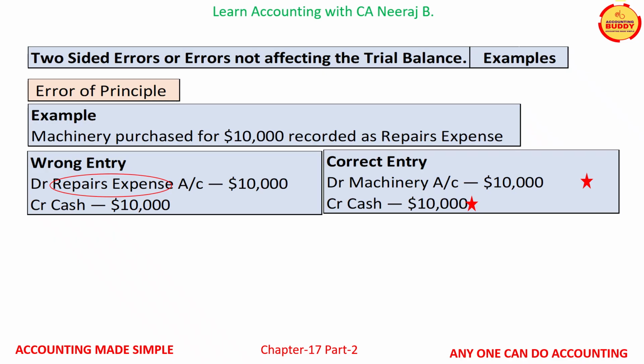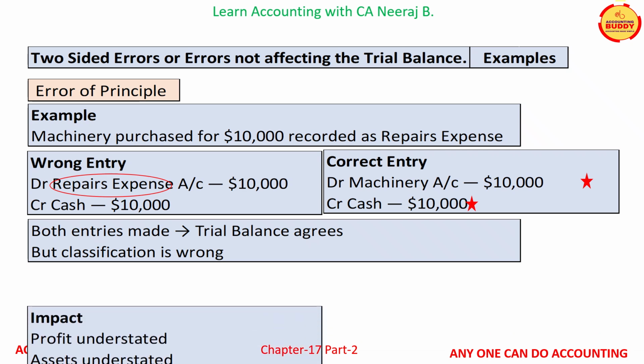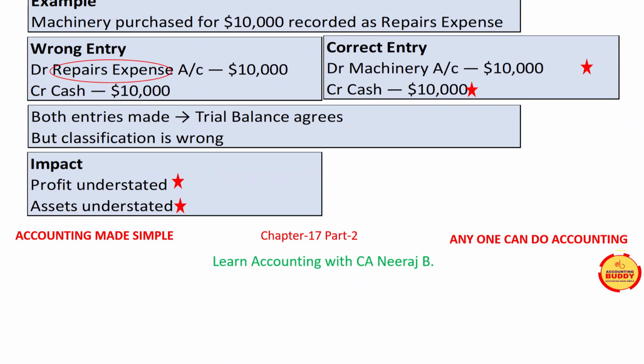As a result of this wrong entry, the trial balance will still agree as both the debit and the credit aspects of the entry are passed, but the classification of the accounts is wrong. The impact of this wrong entry will be that the profit is understated and the assets are also understated.